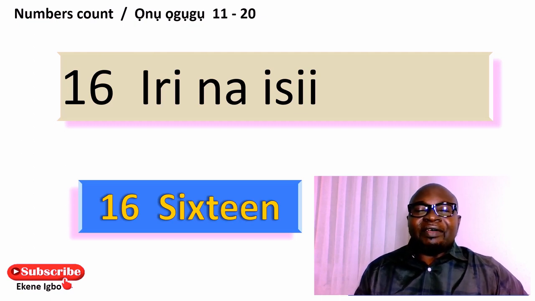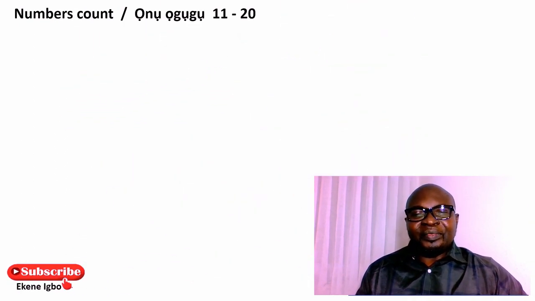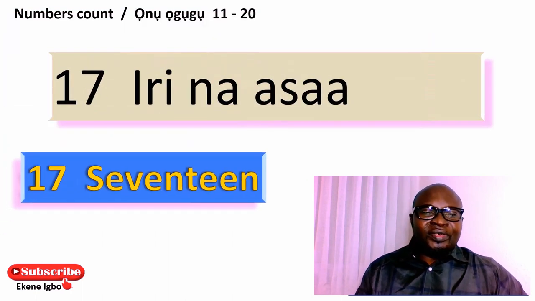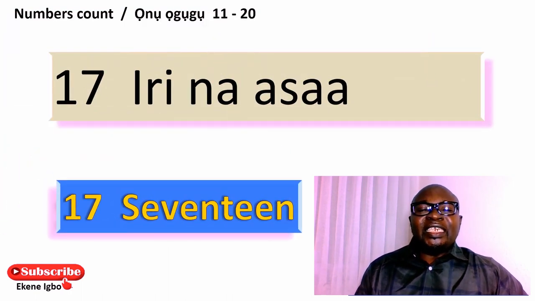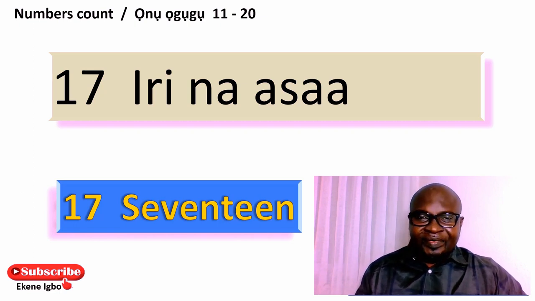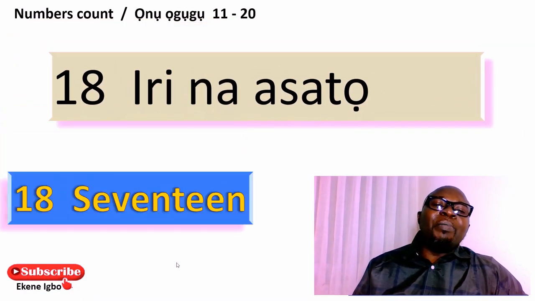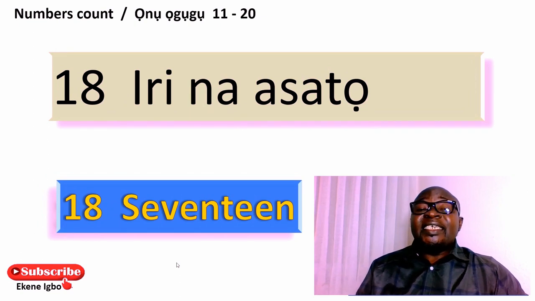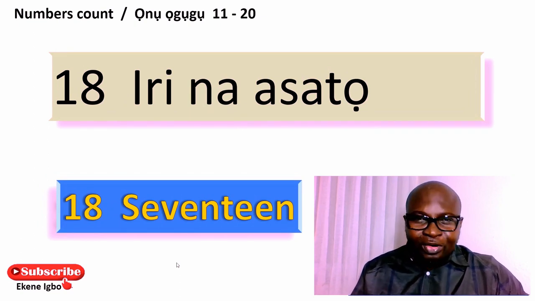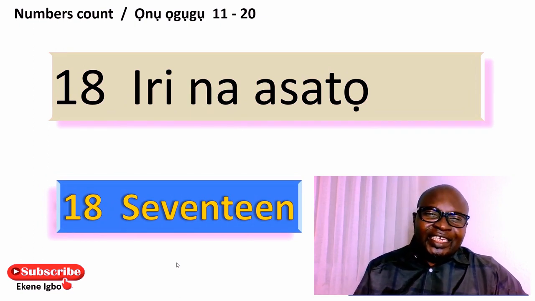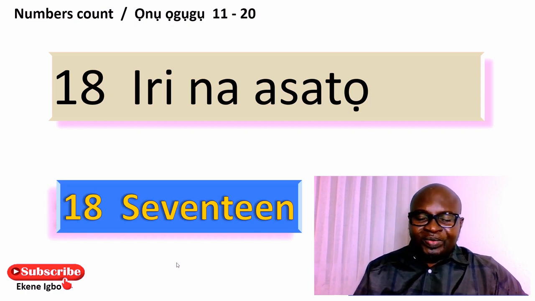Let's go to number 17. Number 17 in Igbo is iri na asa. Iri na asa. Go to number 18. Number 18 in Igbo is iri na asato. Iri na asato.